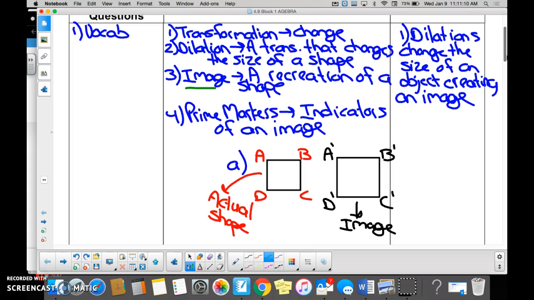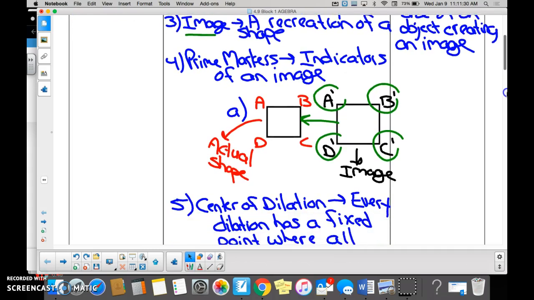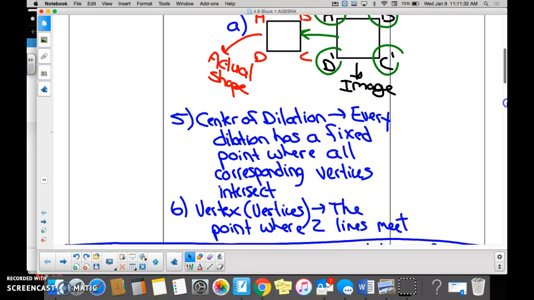Image. How are images identified? What are those little markers called? Prime markers. So these prime markers right here are stating that this particular rectangle is the image of the actual, or ABCD. And the reason we know it's an actual is because it doesn't have the prime markers, right? Excellent. Sliding down. I'm going to skip center of dilation.